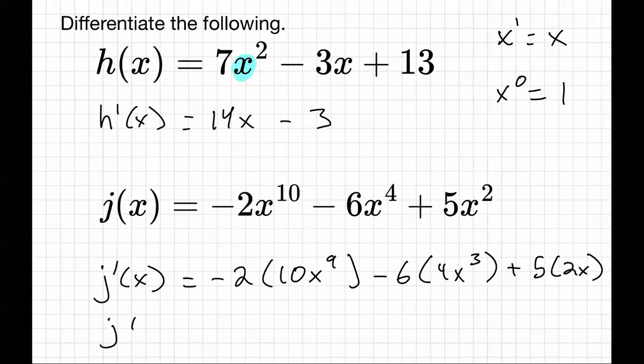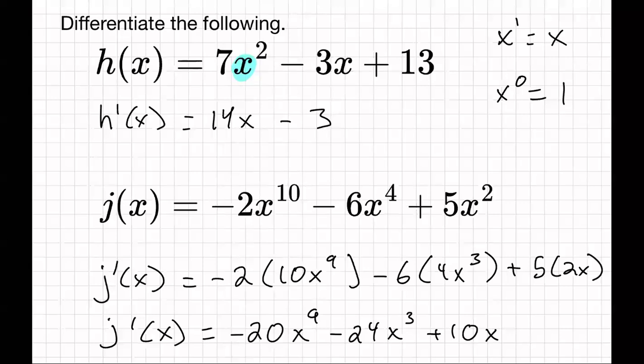Now, as I showed on the previous one, though, if you're comfortable doing the multiplication at the same time, you could have just written negative 20x to the 9th minus 24x cubed plus 10x. Any questions, concerns there?